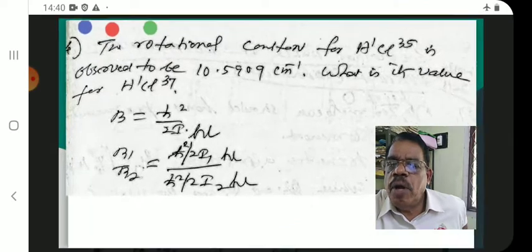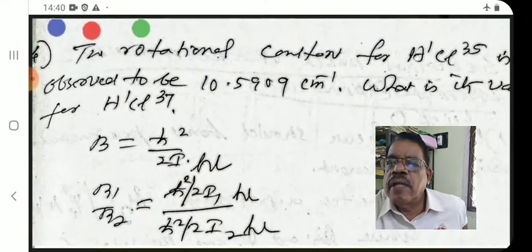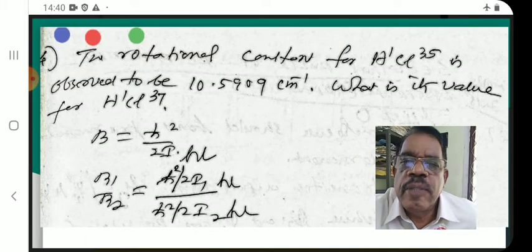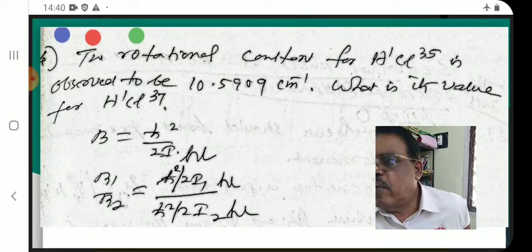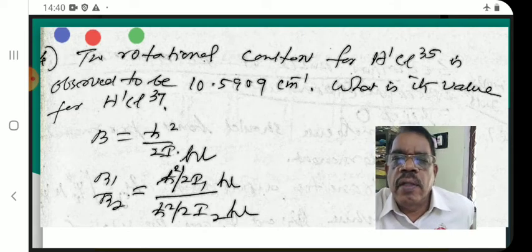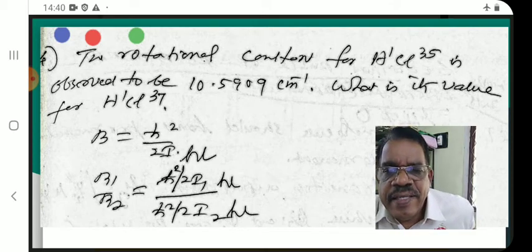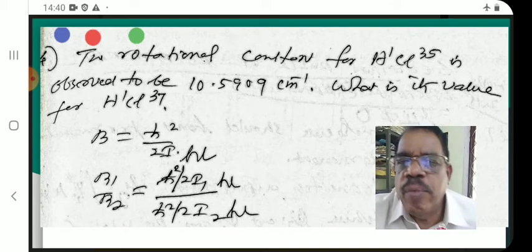This is another problem, the fourth problem. This is for the HCl molecule. We have done the problem for the CO molecule, and now we see another important diatomic molecule, the HCl molecule, hydrogen chloride molecule.